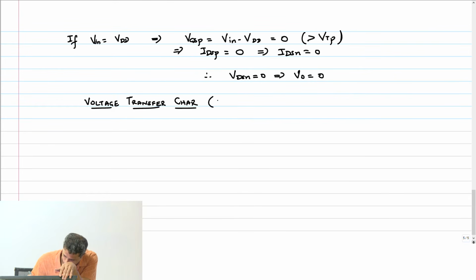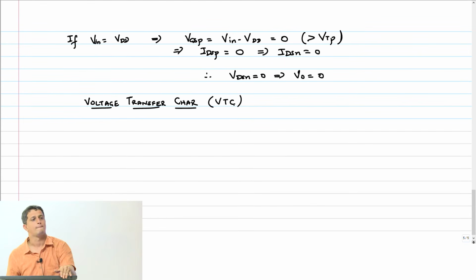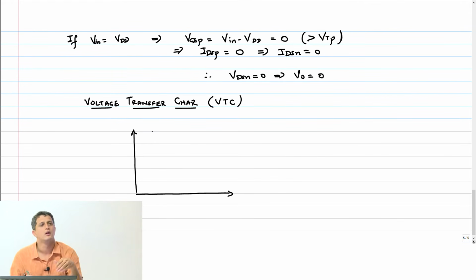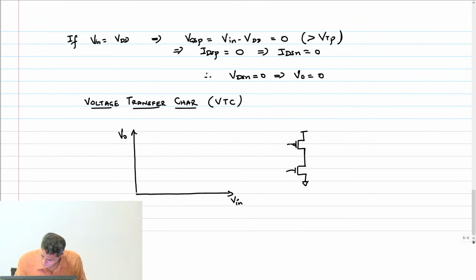Voltage transfer characteristics, VTC. Okay, so first we will look at this intuitively and figure out what should happen, and then we will look at the more rigorous way of identifying these points on the VTC. Okay, first we look at the intuition. So we are going to plot V out versus V in for my CMOS inverter. V in, V out, right?